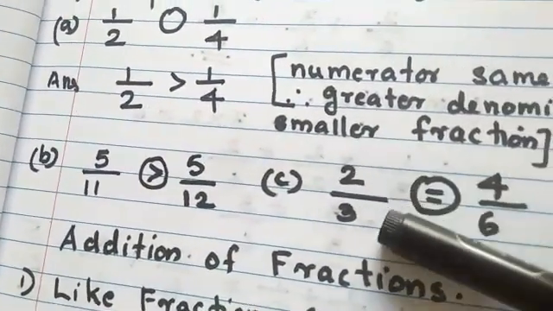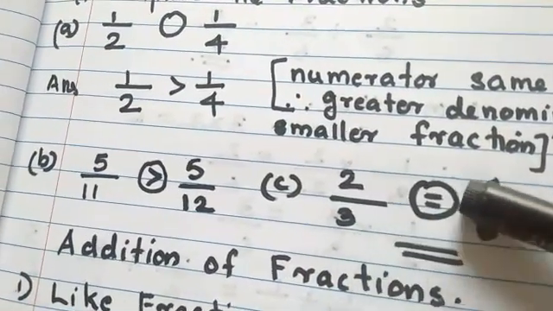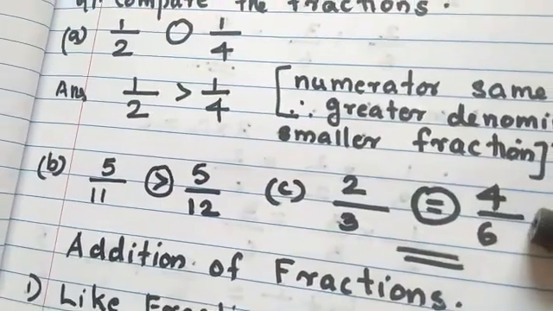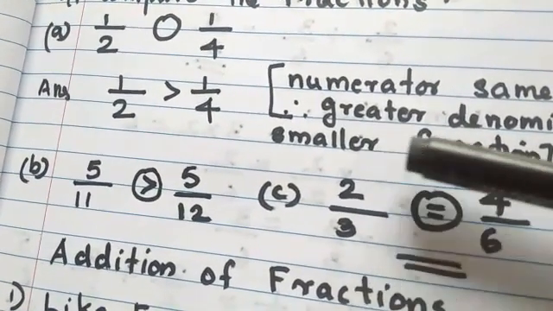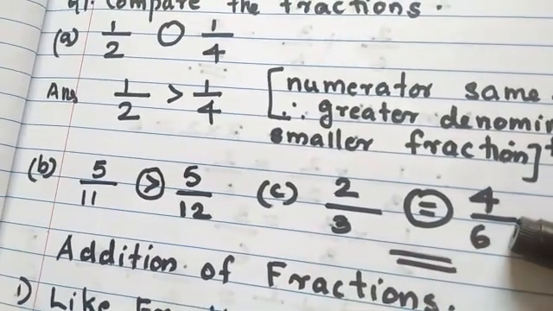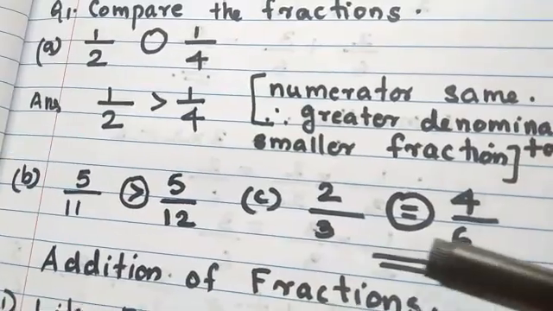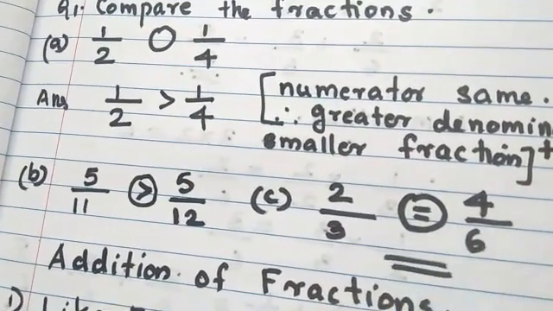Remember that. Here in question C, 2 by 3 and 4 by 6. Observe these two terms, 2 by 3, 4 by 6. 2 into 2, 4, 3 into 2, 6. So we can see they are equivalent fractions. So the answer is equal, simple. Understood?